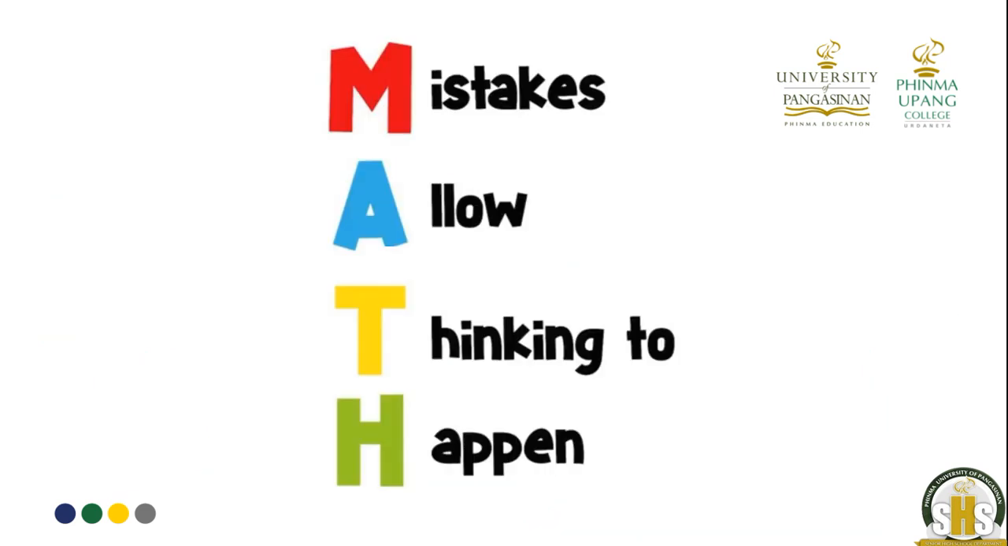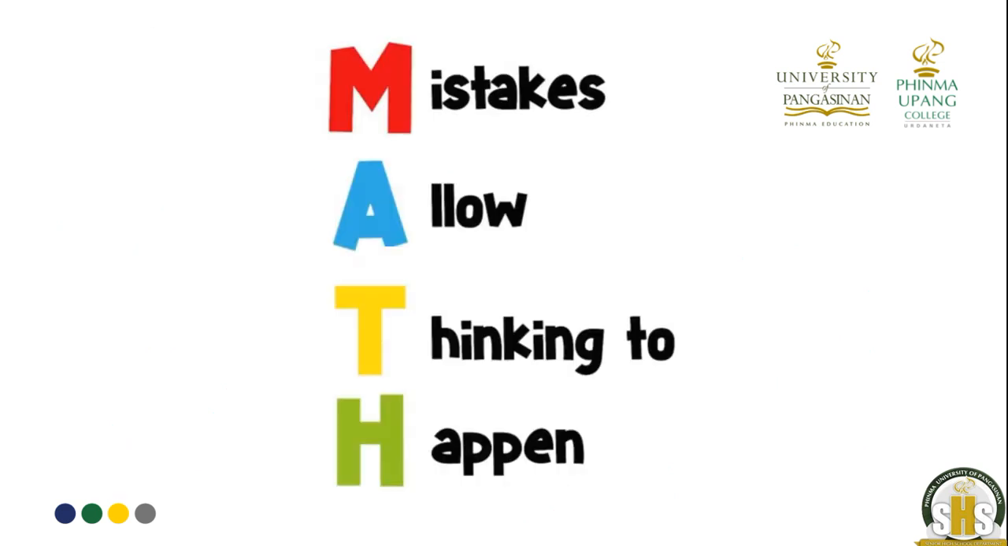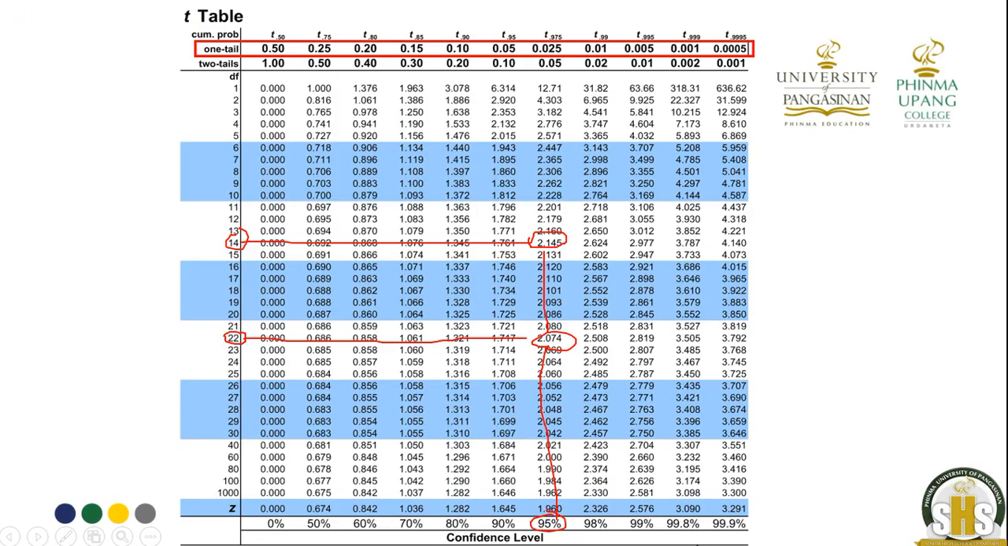This is the last example for our day number 10. It is all about computing the confidence interval for small samples, where the population standard deviation is unknown. Again, math mistakes allow thinking to happen. So that's all for today. Thank you so much.